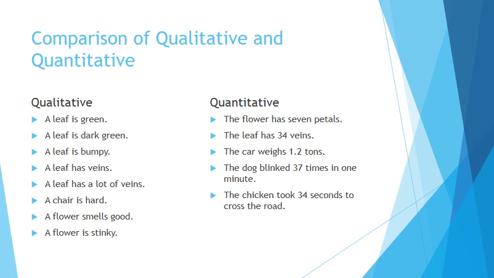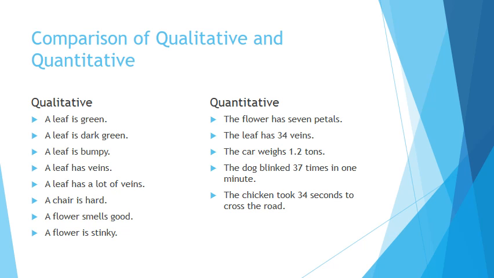Okay, when you're looking at a comparison, you can have qualitative and quantitative data for one item. For example, let's do a flower. The flower is pink, and the flower has 7 petals. Being that it's pink, that's the qualitative information. If it has 7 petals, that's the quantitative because it contains a number.